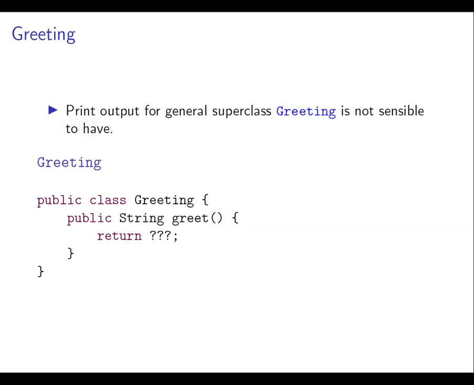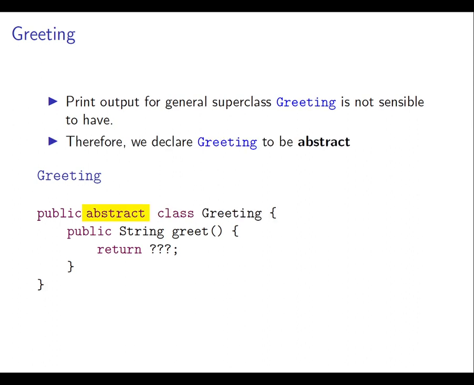There's not really any sensible implementation of the greet method for a greeting class which hasn't specified what language it's supposed to greet in. So what we do instead is we declare the greeting class to be an abstract class. And really what that means is we don't know exactly how to implement the behaviour of this class. The class is there in order to have concrete subclasses that will know how to implement their behaviour.